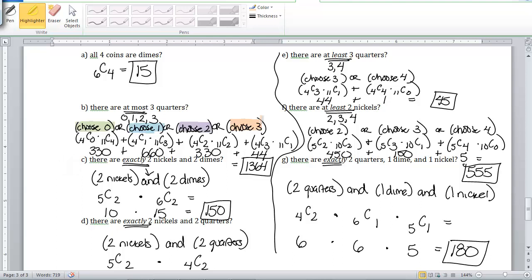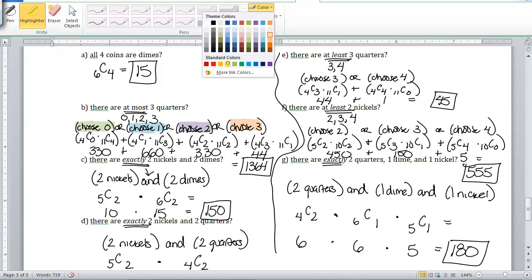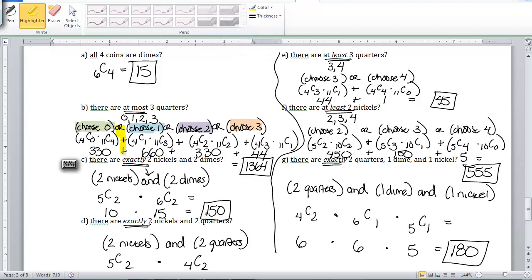Each event is separate and only one of them will happen. Because only one of them will happen and it's OR, that is why I'm adding the different combinations. For event 1, where I'm choosing 0 quarters, that means from the 4 quarters I'm choosing 0, and from the 11 other coins I need to choose 4 then, and that calculates to 330. In event 2, I need to choose 1 quarter from the 4. That means to still get 4 coins, I need to choose 3 from the remaining 11, and that calculates to 660.